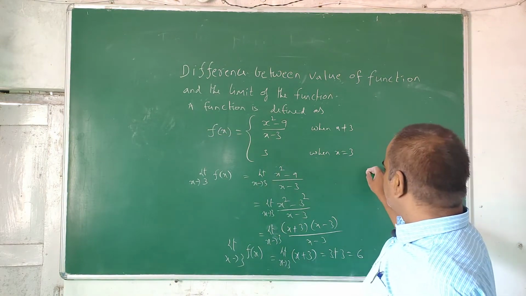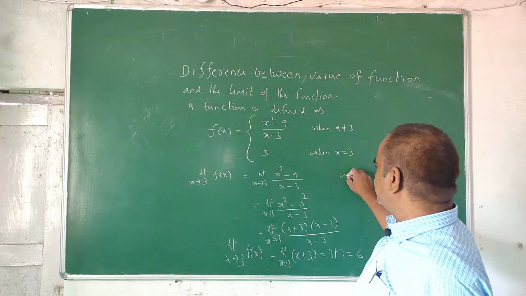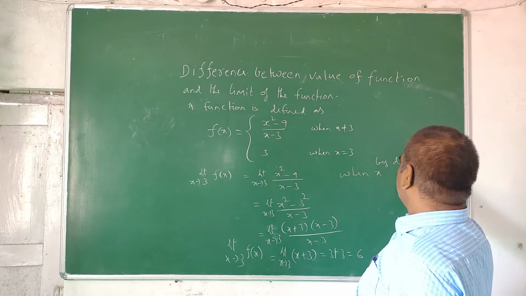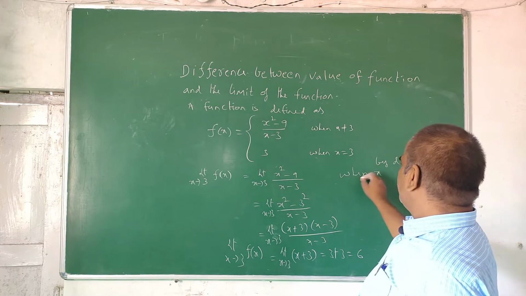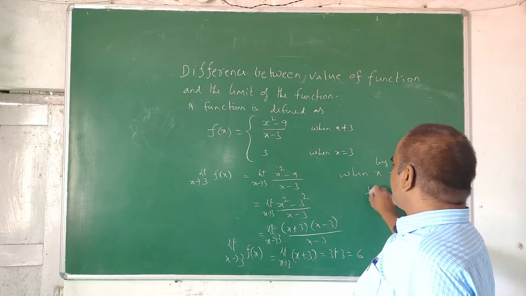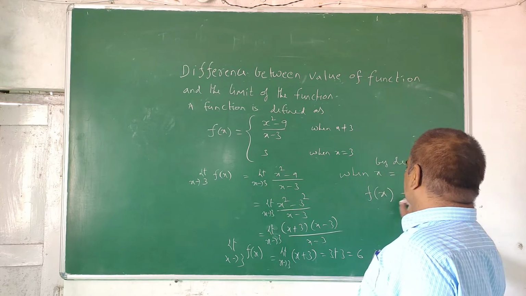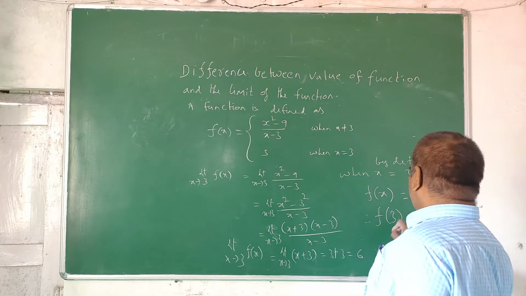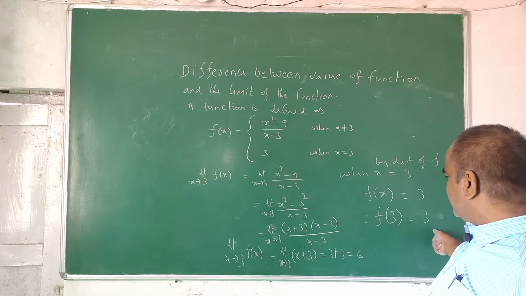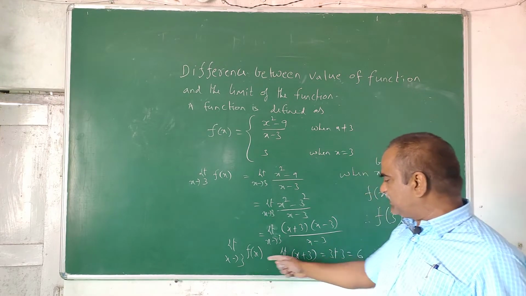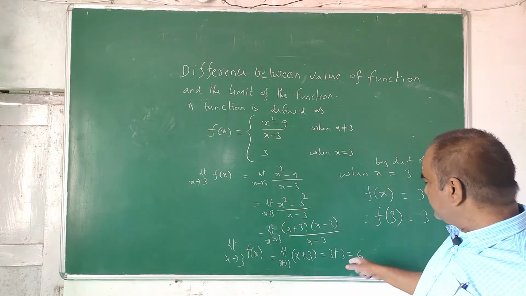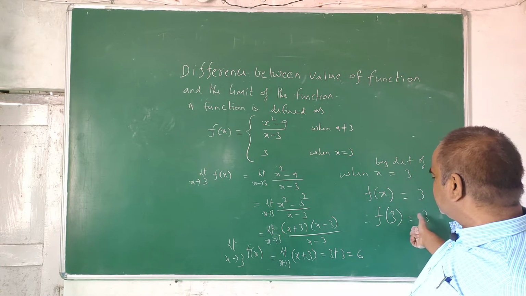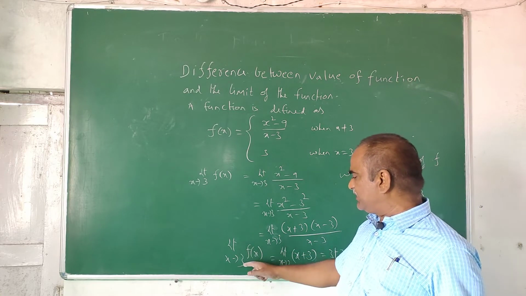Now, how is the function defined when x is equal to 3? By definition of the given function f, when x is equal to 3, f of x is equal to 3. That means f of 3 is equal to 3. So the value of the function f at 3 is 3, and the limit of the function at 3 is 6. So the function has a certain value at 3, which is 3, and the function has a certain limit at 3, which is 6.